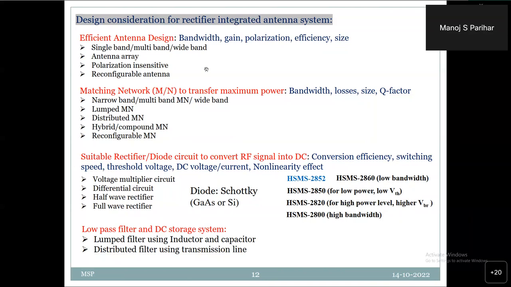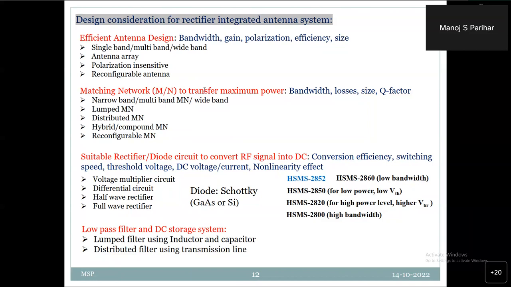Then we can also have the array control antenna, because you don't know at a time which RF source has more strength, right? Suppose at one RF source the strength is down, you can switch to another RF source by incorporating the concept of the array control antenna. So you can switch between different frequency bands. Then the matching network: the antenna is followed by the matching network.